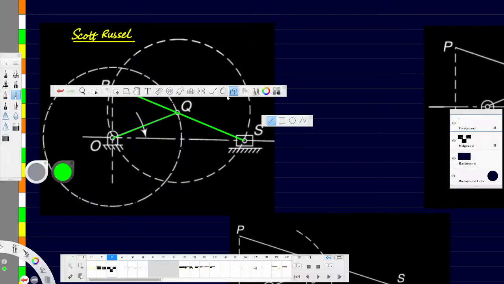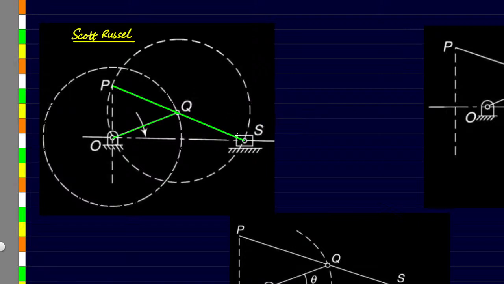Are there any other links here? The slider, sir? Okay, the slider can also be counted as one link. And the frame below. The fixed point all is counted as a single frame. So there are a total of how many links? One, two. Then the slider, 3, and this one, 4. Frame should be counted as a single link.